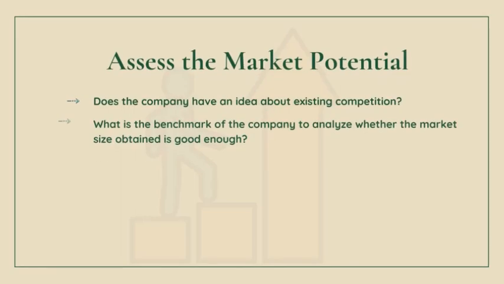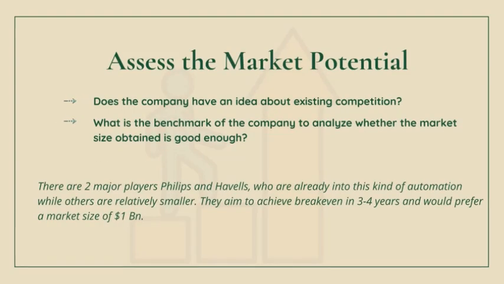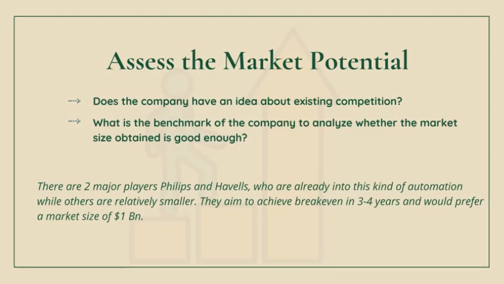The second thing we have to do is to assess the market potential. Now, for a firm to succeed, the market must give them the return they desire. The following questions are to be asked: does the company have an idea about existing competition? What is the benchmark of the company to analyze whether the market size obtained is good enough? According to the client, there are 2 major players, Philips and Havells, who are already into this kind of automation, while others are relatively smaller. They aim to achieve break-even in 3 to 4 years and would prefer a market size of $1 billion.